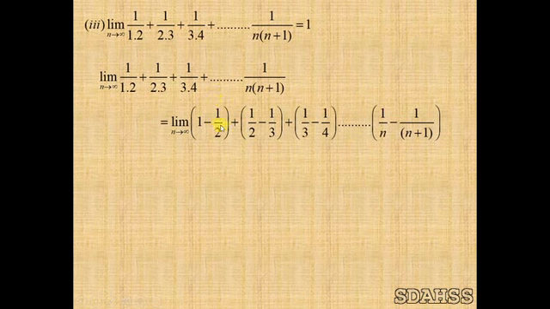Here plus 1 by 2 minus 1 by 2 cancel, minus 1 by 3 plus 1 by 3 cancel. Similarly, minus 1 by n plus 1 by n cancel. So remaining you have the first and the last term. So that is limit n tends to infinity 1 minus 1 by n plus 1. Now you apply the limit. Then you have 1 minus 1 by infinity. 1 by infinity is 0. So 1 minus 0 is 1.